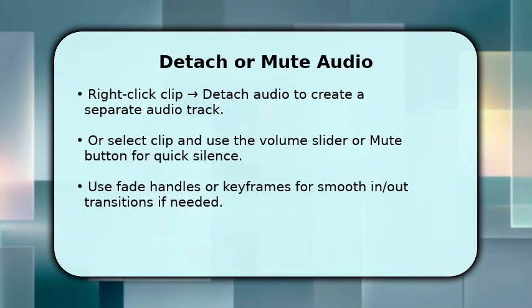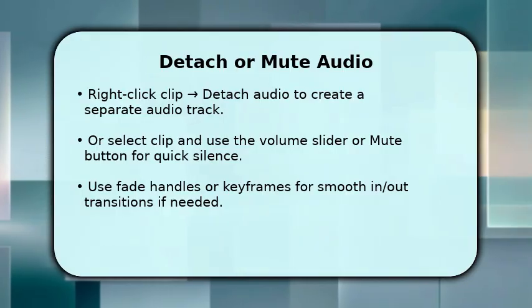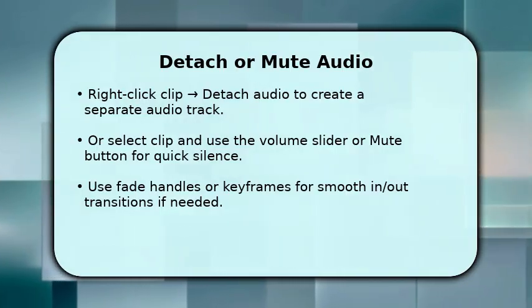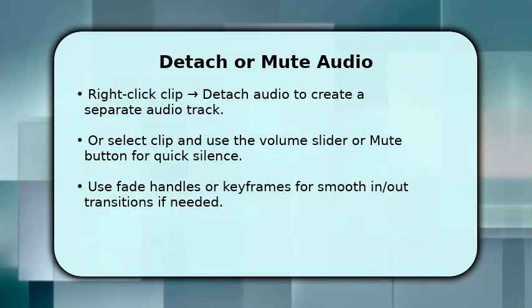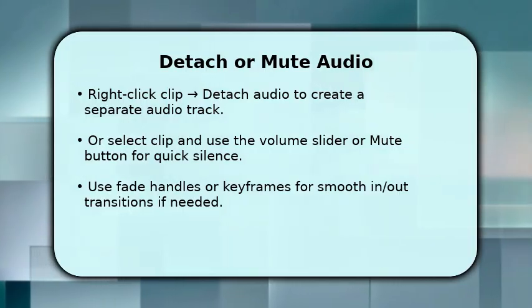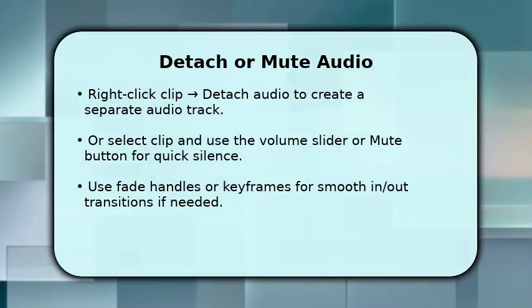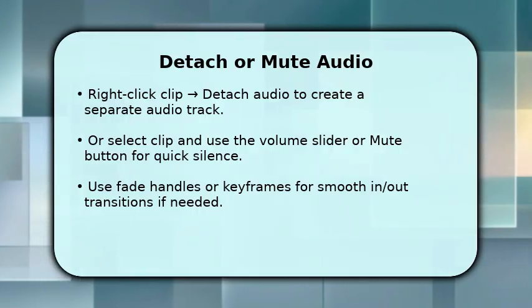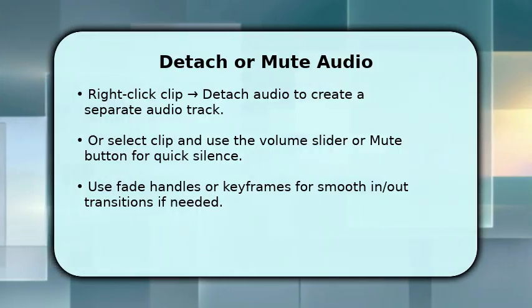Once the clip is on the timeline, right-click and choose Detach Audio to split audio into its own track. This lets you edit or delete sound independently. Alternatively, select the clip and drag the volume slider down or click mute to silence the whole clip quickly.